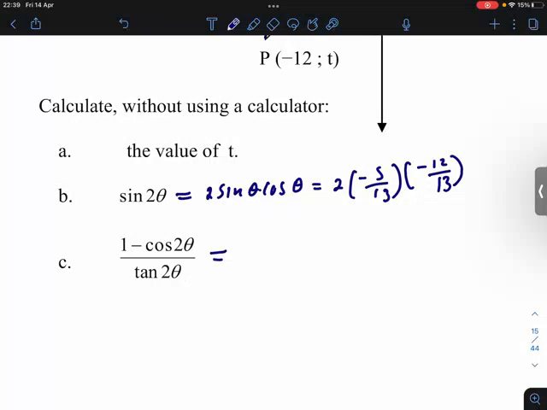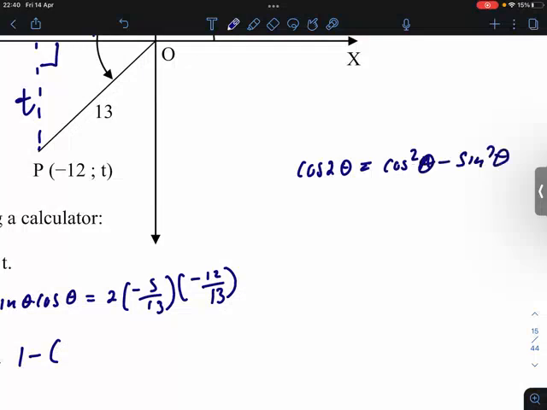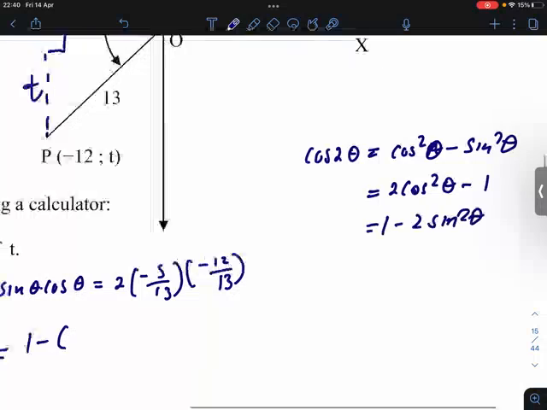So let's choose a cos identity, yeah? That'll be 1 minus... Let's choose the sine one, maybe, or the cos one. It's up to you. So the cos identities that we have, remember, is cos squared theta minus sin squared theta, and 2 cos squared theta minus 1, and 1 minus 2 sin squared theta. So let's take the cos one.